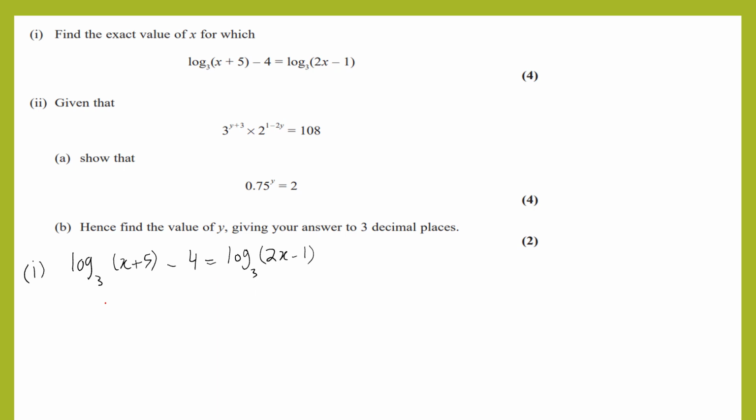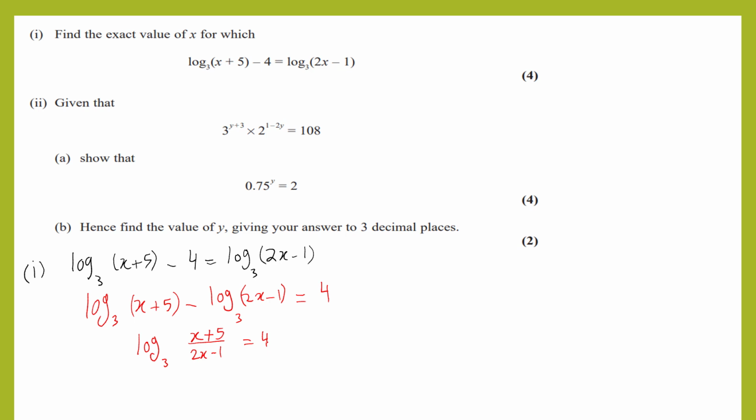So I will take log base 3 of (x plus 5) minus log base 3 of (2x minus 1) equals 4. So I took this to the right hand side and this has been shifted to the left hand side. Now, since you have similar bases and subtraction, it will be log base 3 of (x plus 5) all over (2x minus 1) equals 4.